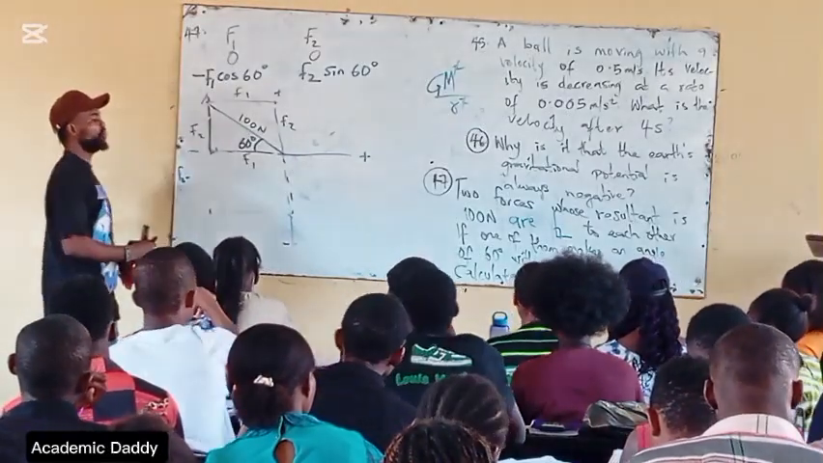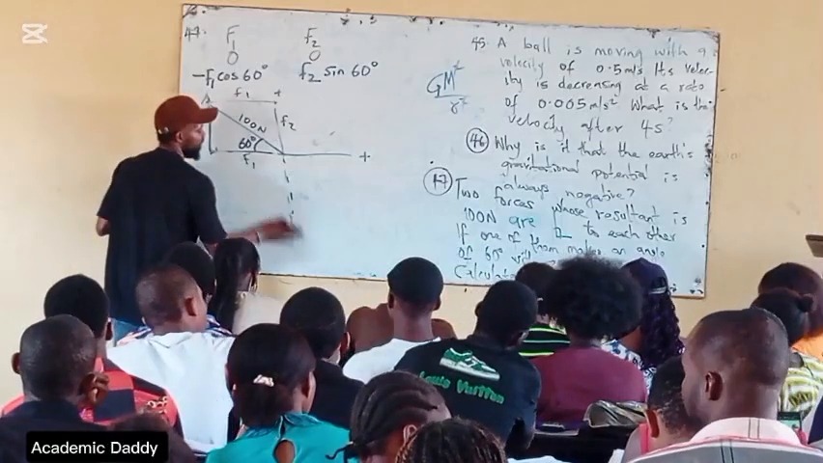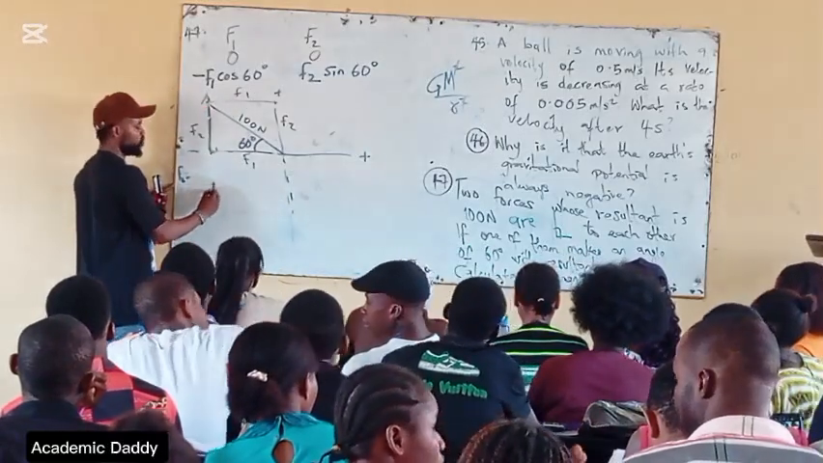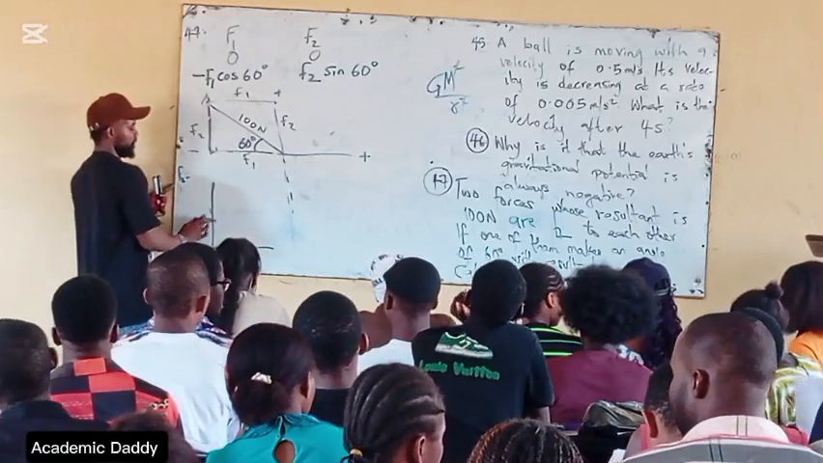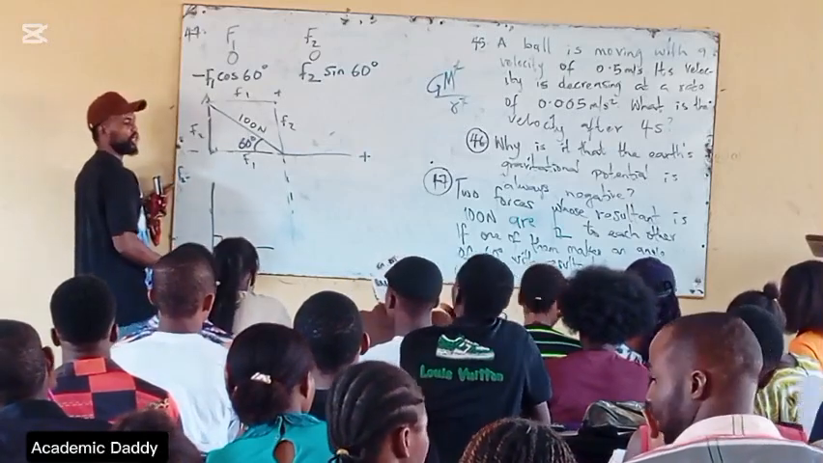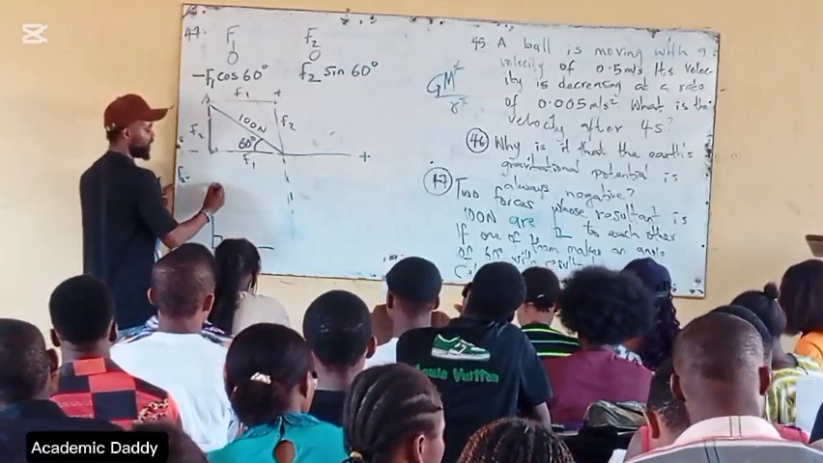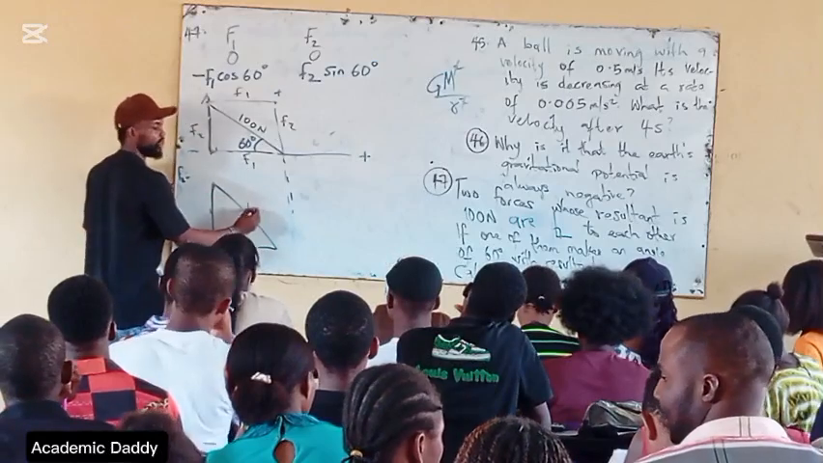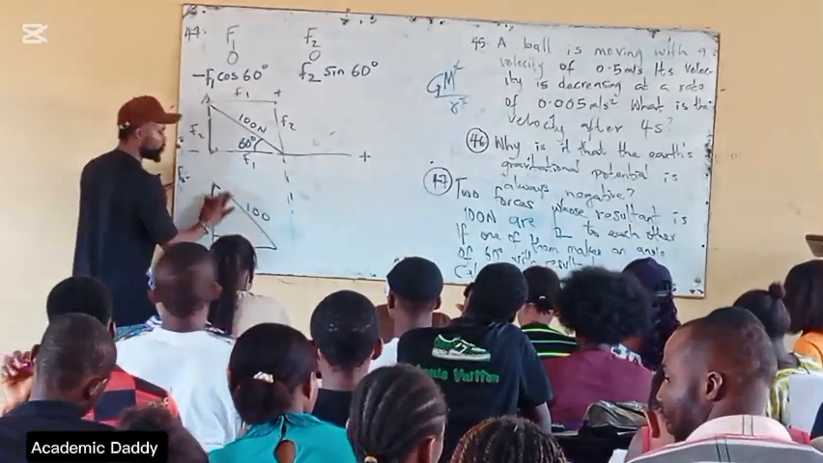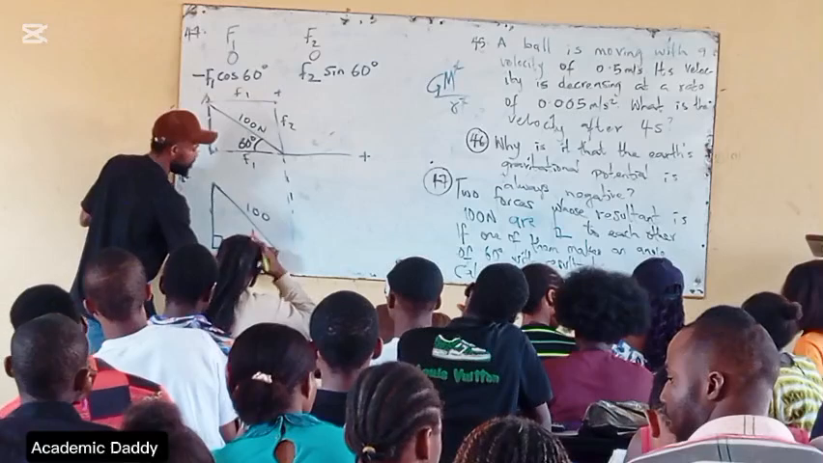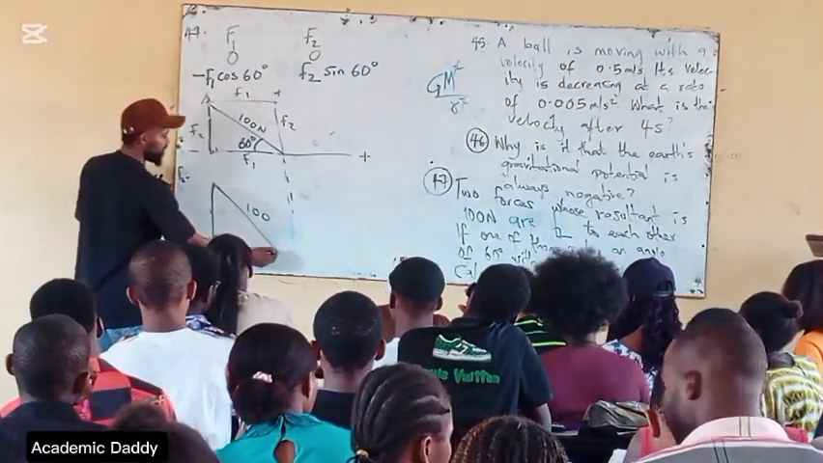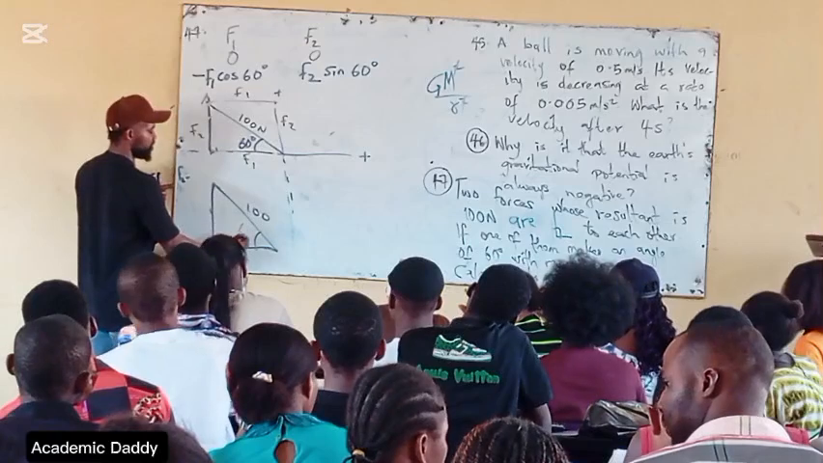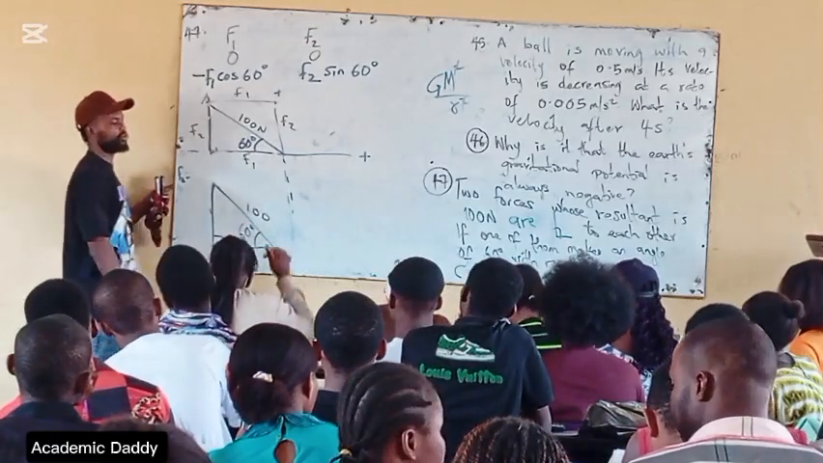I have F1 and F2. Now I have two forces given to me, and they tell me that they are perpendicular to each other. Then they tell me that the resultant is 100. Then they ask what if one of them makes an angle of 60 degrees with your resultant? So I said, let this be my angle of 60 degrees with the resultant.